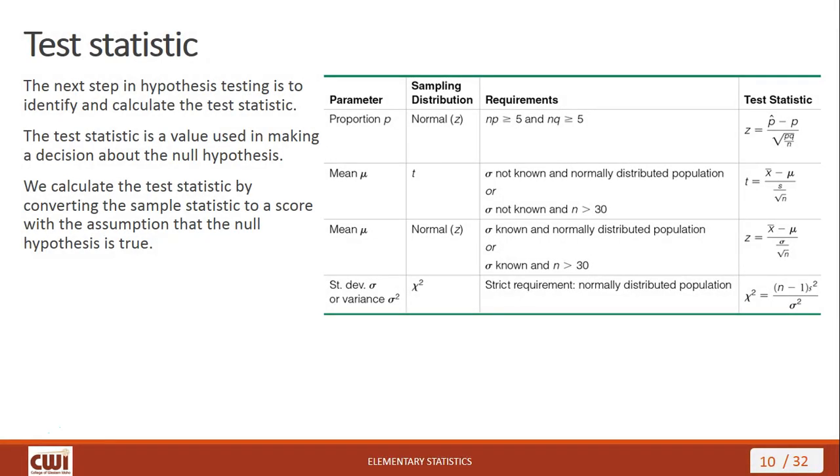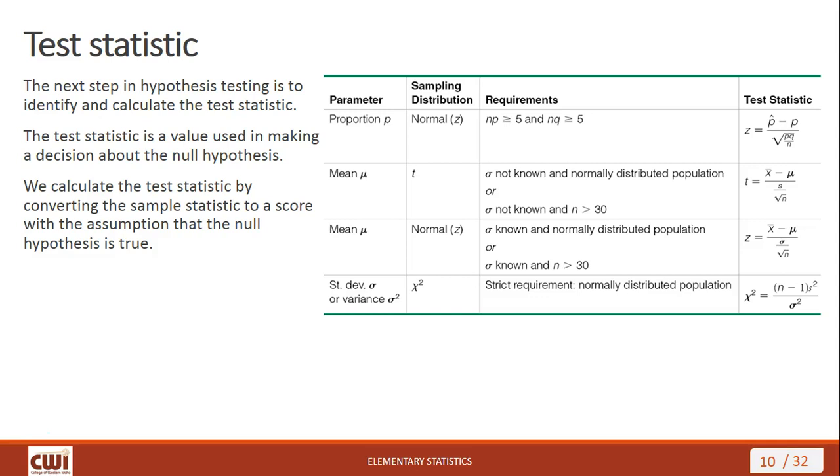Let's talk for a moment about the test statistic, because once we have the level of significance, now we're going to actually have something to compare with, and one of the things that we use for comparison is a test statistic. So the test statistic is simply a value used in making a decision about a null hypothesis. We use the test statistic in a comparison, as we'll see here shortly, and then based on the results of that comparison, we can make a conclusion from our hypothesis test. We're going to calculate the test statistic by converting the sample statistic we have into a score. Again, assuming that the null hypothesis is true.